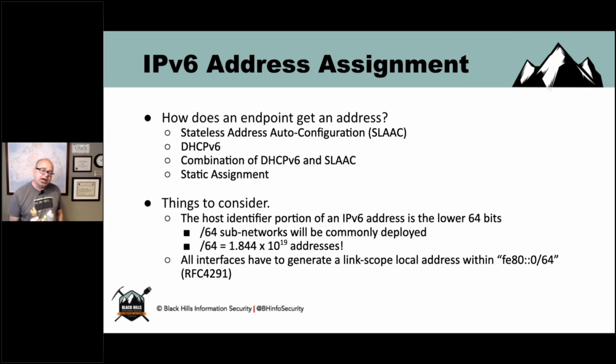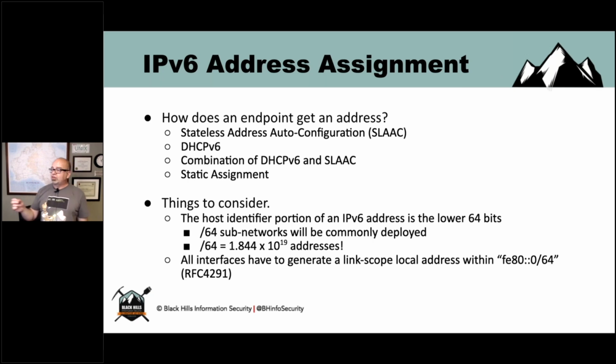So with v6, how does an endpoint actually get an address? There are a number of ways. Stateless address auto configuration will actually configure an address on an endpoint automatically if it's running on the network in the /64 space. DHCPv6 is available. You can use DHCP to configure an address only. You can't really do anything else with it. And you can use a combination of DHCP and SLAAC if you like. And of course, you have static assignment.